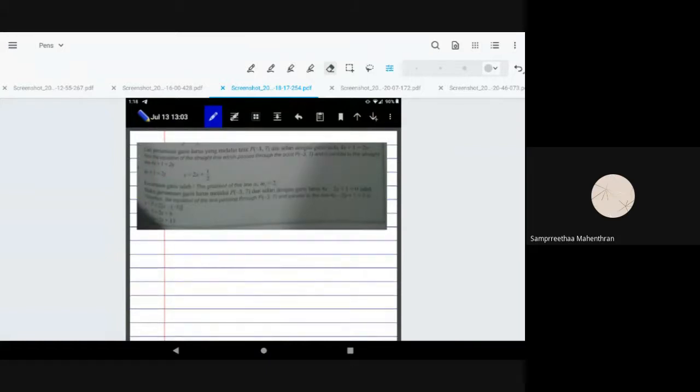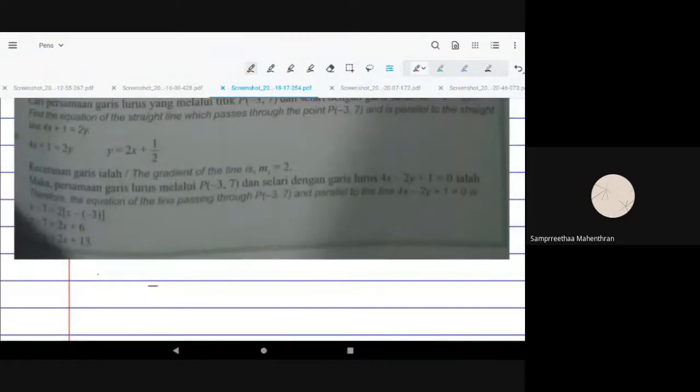Okay, here's the question. You may refer to your books also, same as your workbook, page 135, example 2. So we have: find the equation of the straight line. The question asks us to find the equation of the line which is passing through (-3, 7). And also given here, the line is parallel to the line given here.